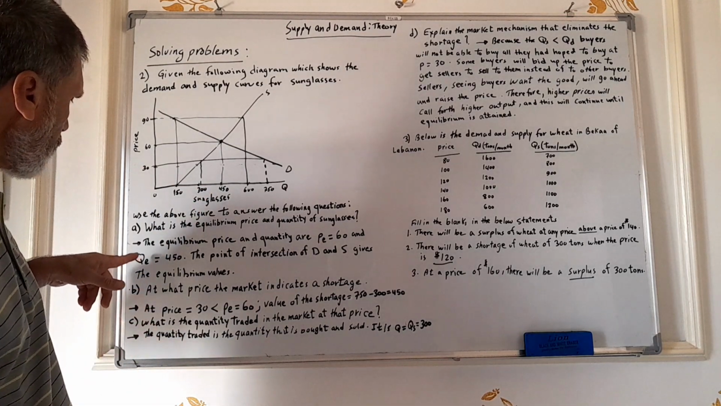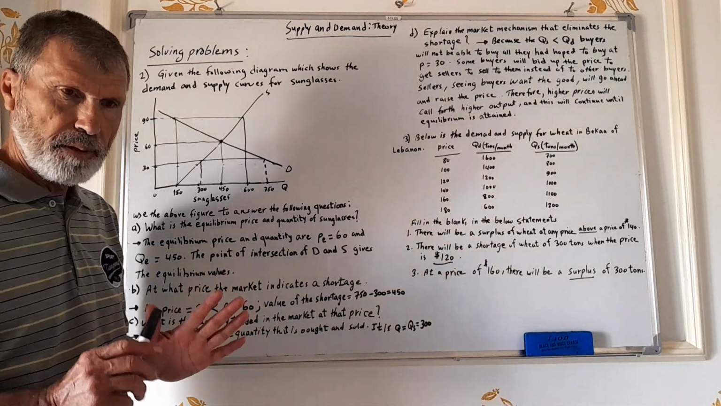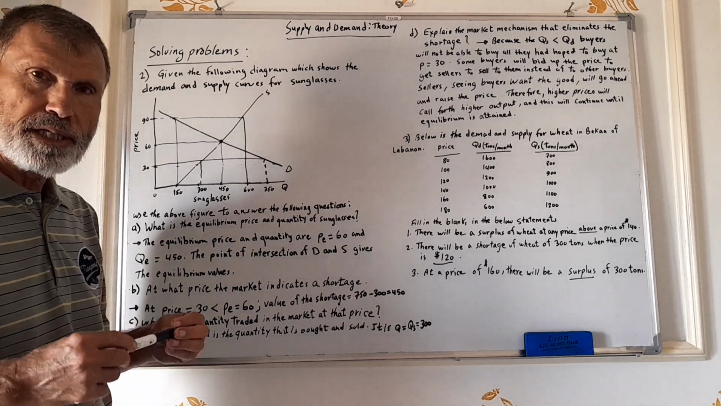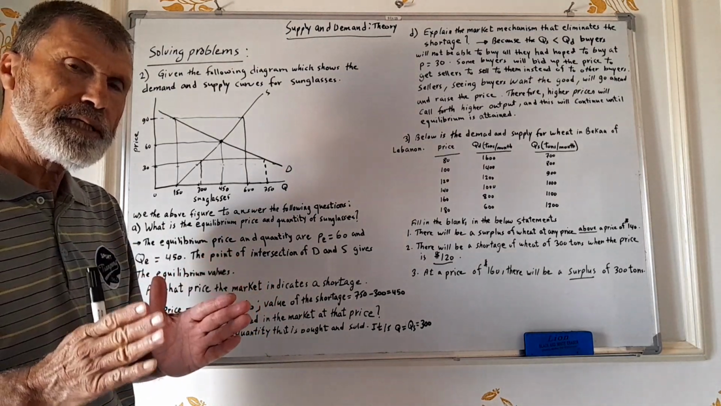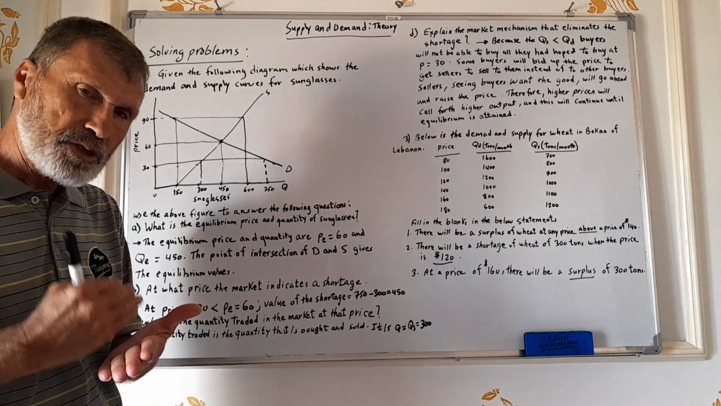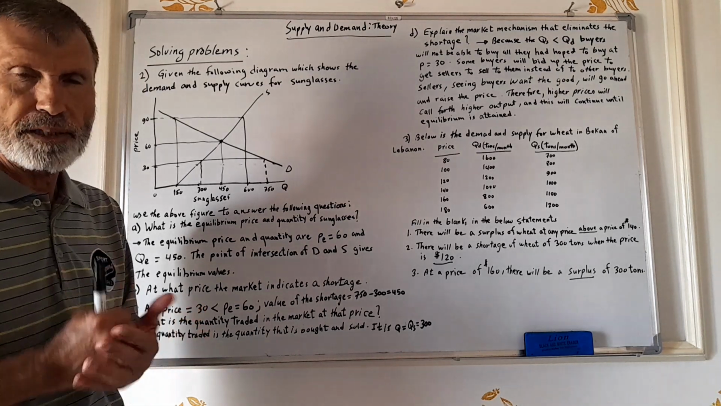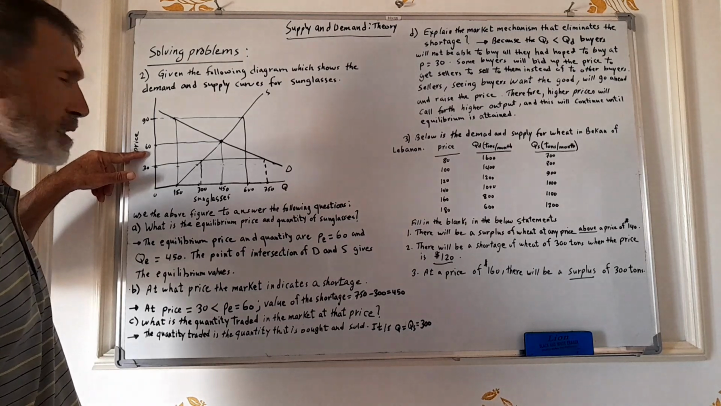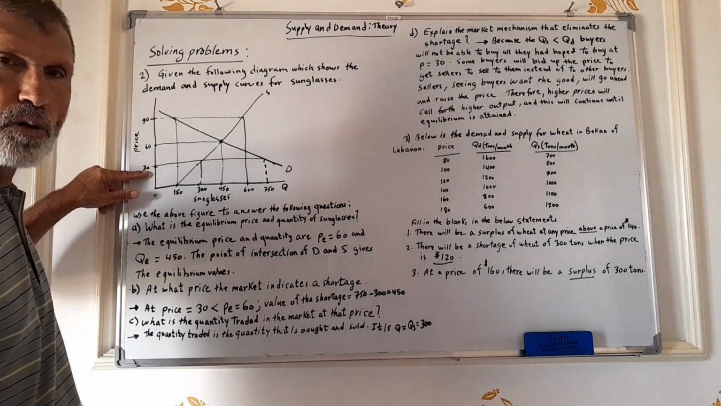Now, at what price does the market indicate a shortage? Remember, a shortage occurs whenever the quantity demanded is greater than the quantity supplied, or the shortage is attained whenever the price is lower than the equilibrium price. So this is the equilibrium price, 60. So we have to look at any price lower than 60. So we have 30. So at 30, you're going to have a shortage or excess demand.